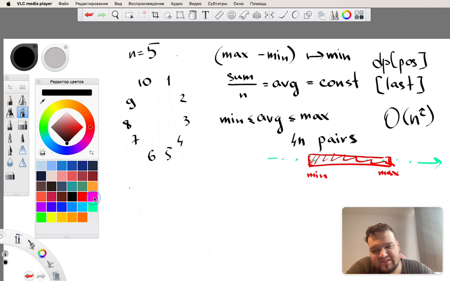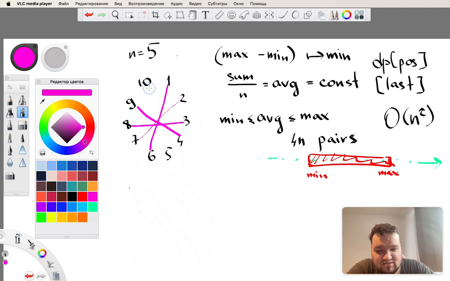So I'm tempted to draw edges like this, like all the time. So those are edges that I can swap. And then I want to draw edges between the pairs that are good, that are inside the segment I'm checking.